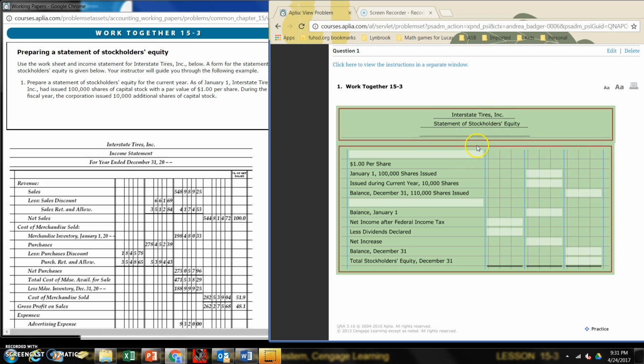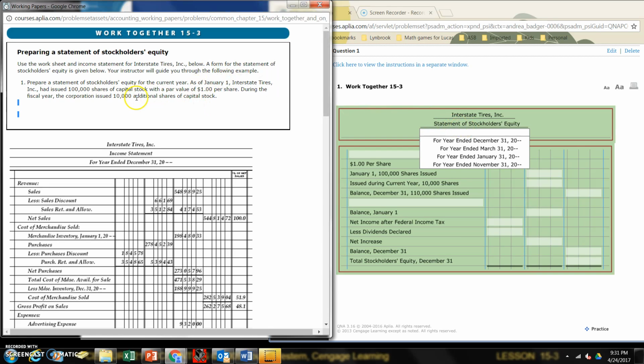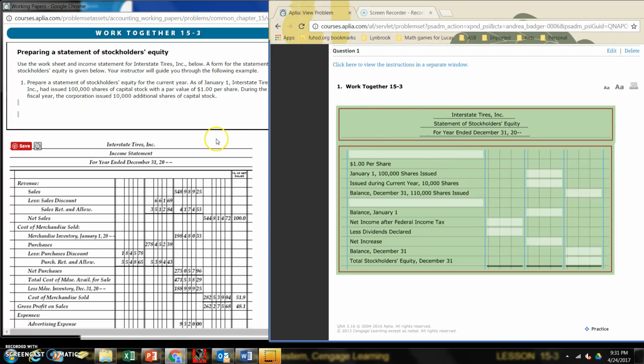This is our statement of stockholders' equity, and it is for the year ended December 31st. And I figured that out because it started on January 31st, so it has to end on December 31st. Okay, so our first section is our capital stock. Don't forget to title that.